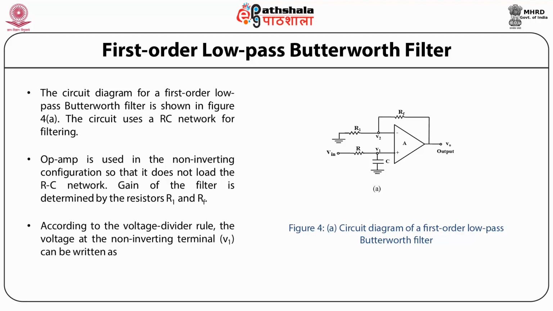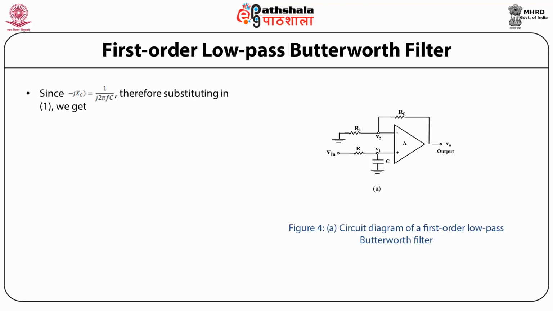According to the voltage divider rule, the voltage at the non-inverting terminal V1 can be written as V1 is equal to -jXc divided by (-jXc plus R) into Vin. Since -jXc is equal to 1 divided by j into 2 pi fC, substituting in the above equation, we get V1 equal to Vin divided by (1 plus j into 2 pi fRC).